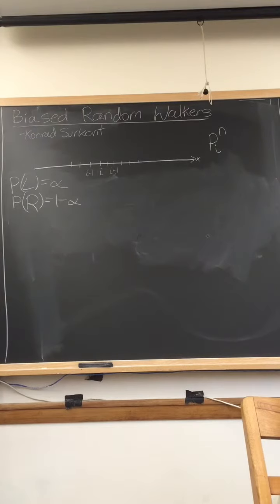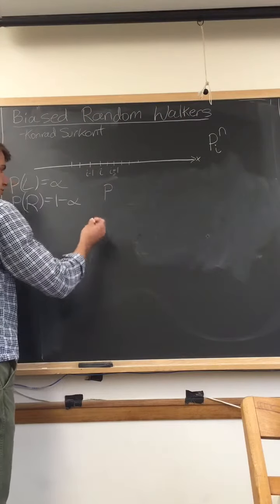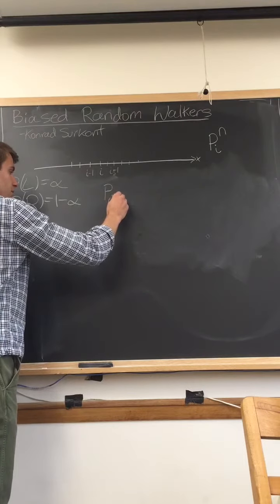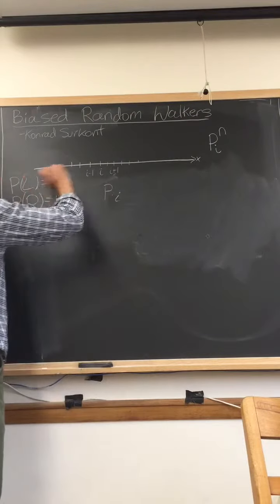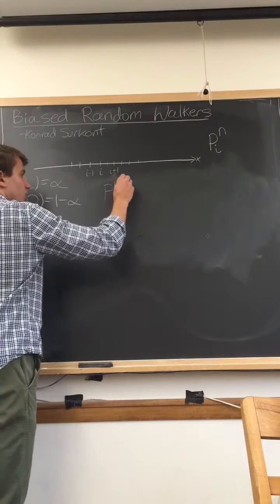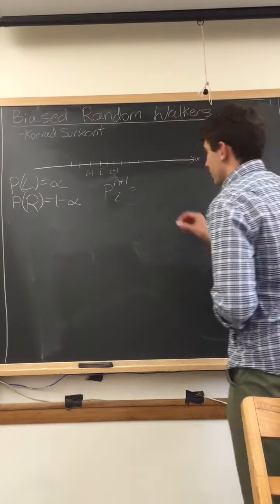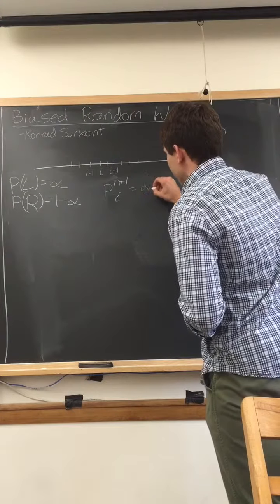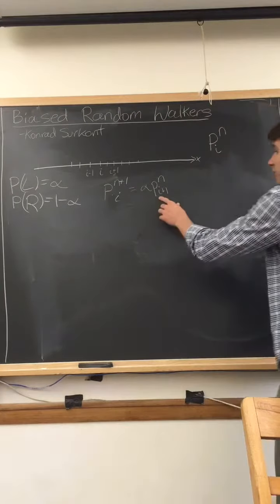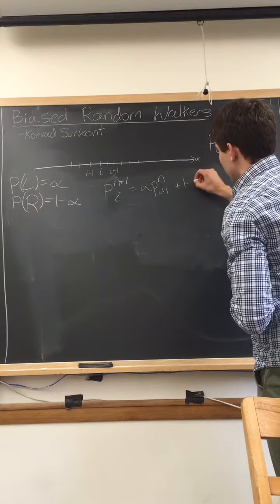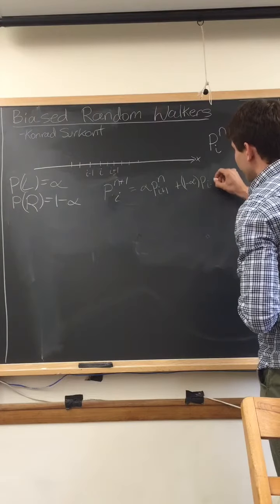What we're interested in is solving for the probability of a walker at position I, as reflected by the x number scale, at time n plus 1. We can characterize this as alpha times the probability of a walker being at position I plus 1 at time n, plus 1 minus alpha times the probability of a walker being at position I minus 1 at time n.